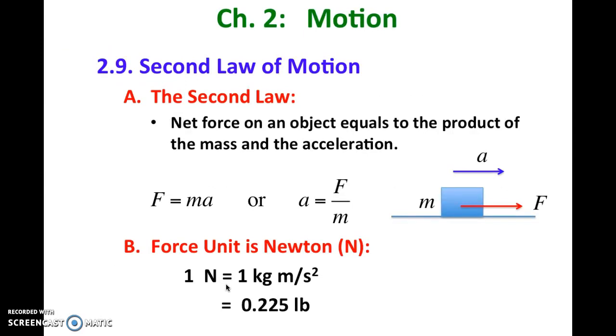Second law of motion. When net force on an object is not zero, the object accelerates. The acceleration of the object is proportional to the net force and inversely proportional to the mass of the object. The second law of motion states that net force on an object is equal to the product of mass and acceleration of the object. F equals ma, or a equals F divided by m.